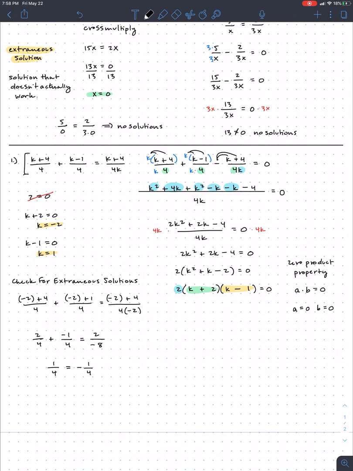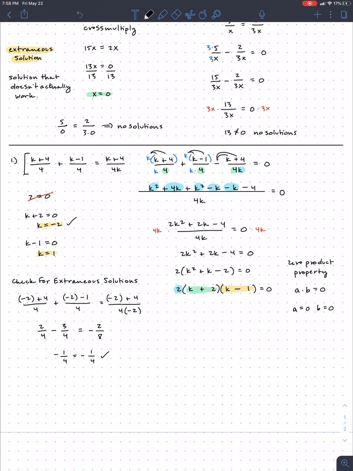Oh, sorry. I see where I made a mistake. If you see my mistake, I actually should have made this negative 2 minus 1 over 4. So I'm actually going to erase a little bit here. Sorry about that. So 2 over 4 minus 3 over 4 is equal to negative 2 over 8. Going back there, so the only thing I needed to change was that negative 2 minus 1 is negative 3. And we get negative 1/4 is equal to negative 1/4. So that checks out. So k equals negative 2 checks out.